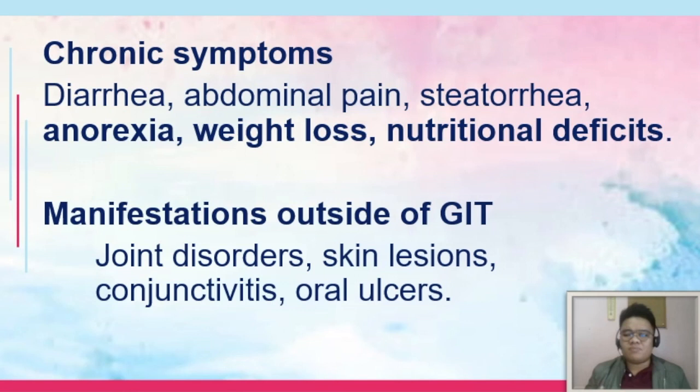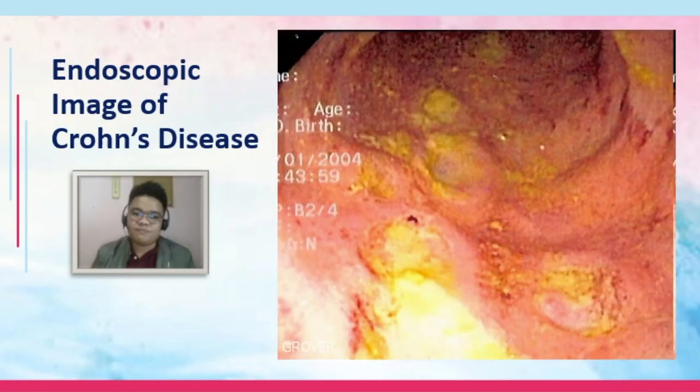Now, chronic symptoms. You expect this one to be chronic, just like your UC. So diarrhea, abdominal pain, steatorrhea, anorexia, weight loss, and nutritional deficits. There are also manifestations outside of the gastrointestinal tract, because take note, there is an autoimmune factor. So some patients would complain of joint disorders, skin lesions, conjunctivitis, and even oral ulcers.